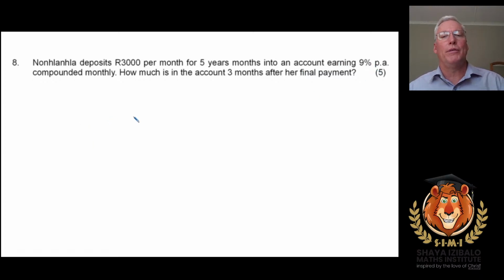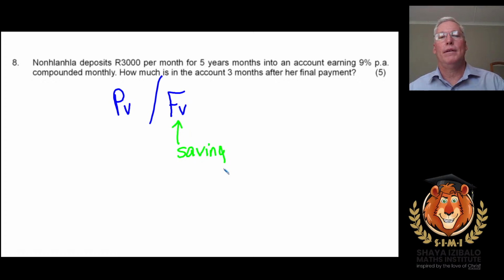Right. First question we've got to ask ourselves: is this a present value or a future value? Remember that future values are all around saving. Present values are all around loans, repaying loans. Right. This is definitely a future value. Nonhlanhla is saving money, depositing money, and it's asking how much will be in her account at the end.